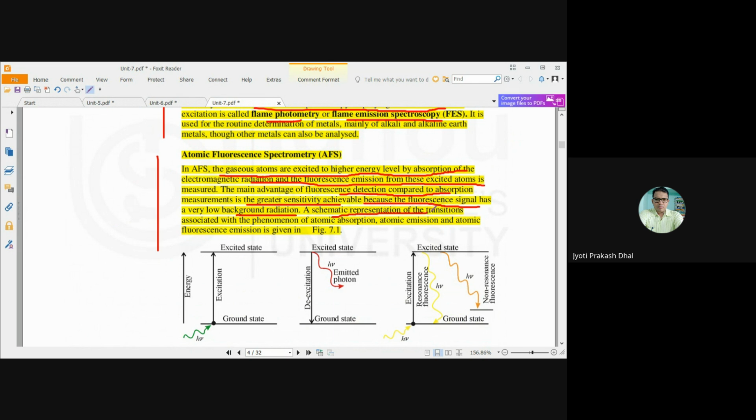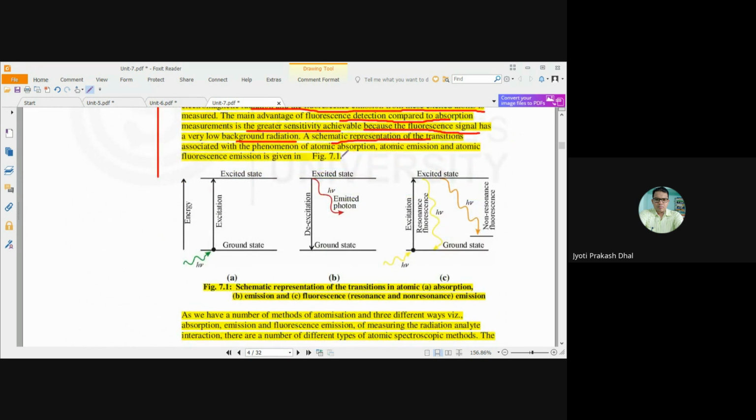Here is a schematic representation of the transition phenomena associated with atomic absorption, atomic emission and atomic fluorescence. This one is atomic absorption. The electron in the ground state of the atom, by absorption of energy, moves from the ground to the excited state. That is called the atomic absorption spectrum. From the excited state, if it deactivates to the ground state by emitting a photon, that is called the atomic emission spectrum.